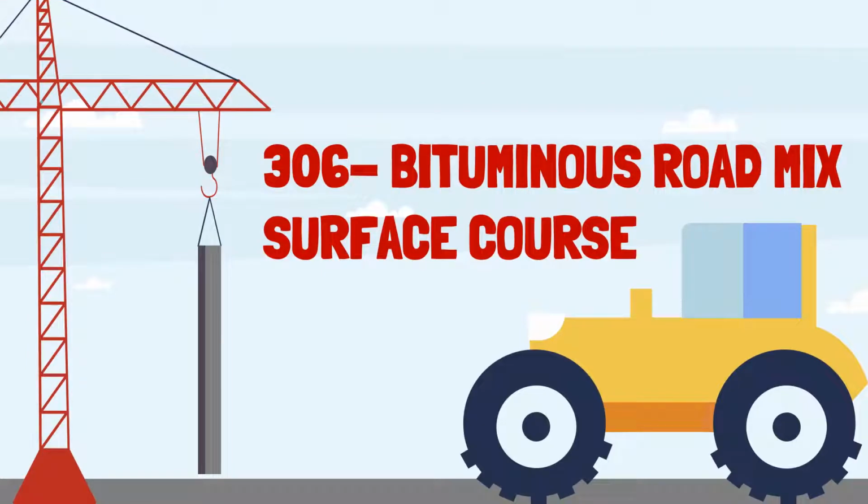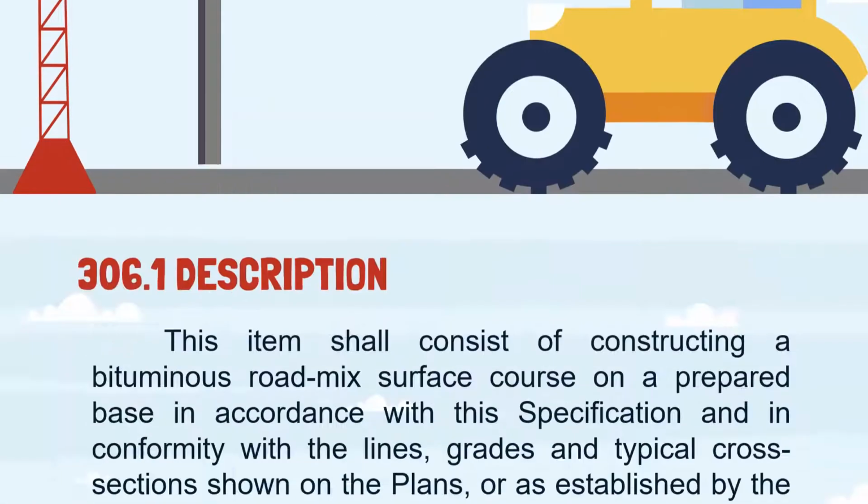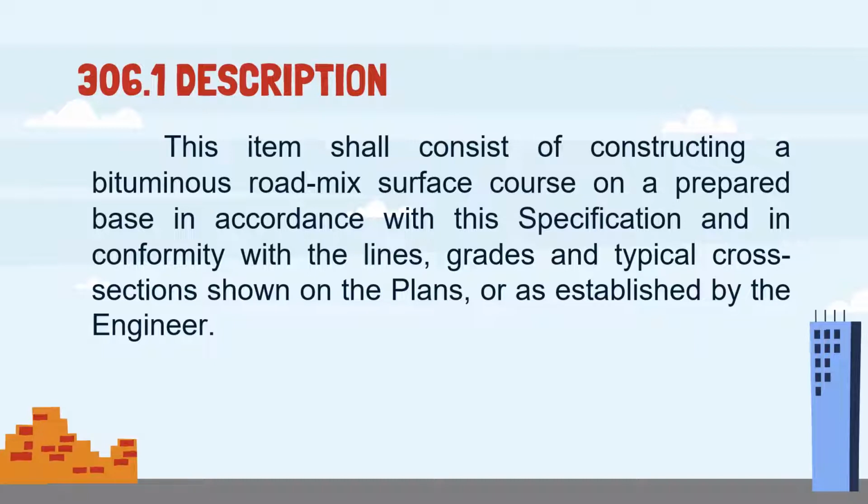Next item is 306, the Bituminous Road Mix Surface Course. 306.1 Description. This item shall consist of constructing a bituminous road mix surface course on a prepared base in accordance with the specification and in conformity with the lines, grades, and typical cross-section shown on the plans or as established by the engineer. The road mix surface or double bituminous surface treatment is described as a common type of pavement construction which involves two applications of asphalt binder material and mineral aggregate, usually less than 19 mm or 3/4 inch thick, placed on a prepared base.